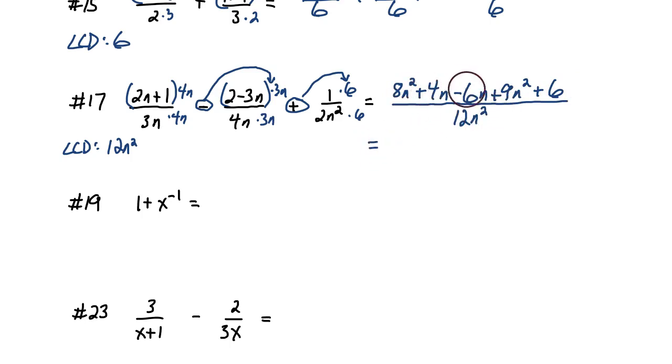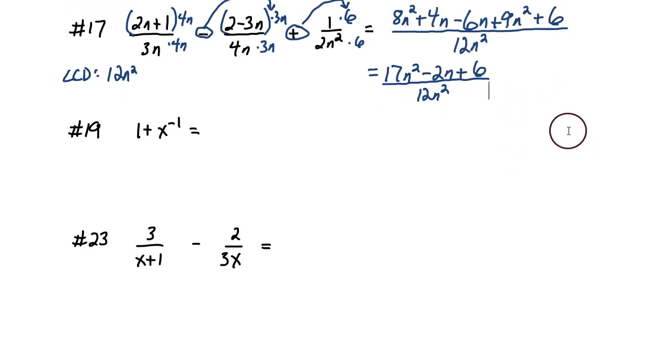Now let's simplify the top by combining like terms. 8n squared plus 9n squared is 17n squared. 4n take away 6n is negative 2n. And there's a plus 6. And that's all over the denominator, 12n squared.